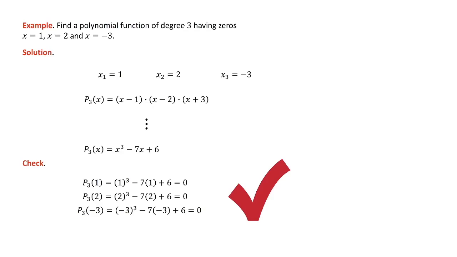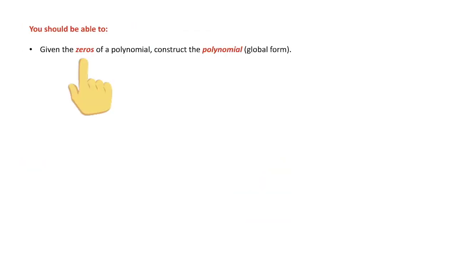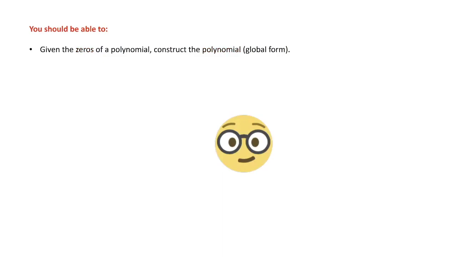Okay, so what do you need to be able to do in this section? If I give you the zeros of the polynomial, you have to be able to construct the polynomial. So we're going from the local form to the global form. Okay? So those are the problems you need to do here. And you're just buckling down and doing it. So that's what you need to come out of this section with.